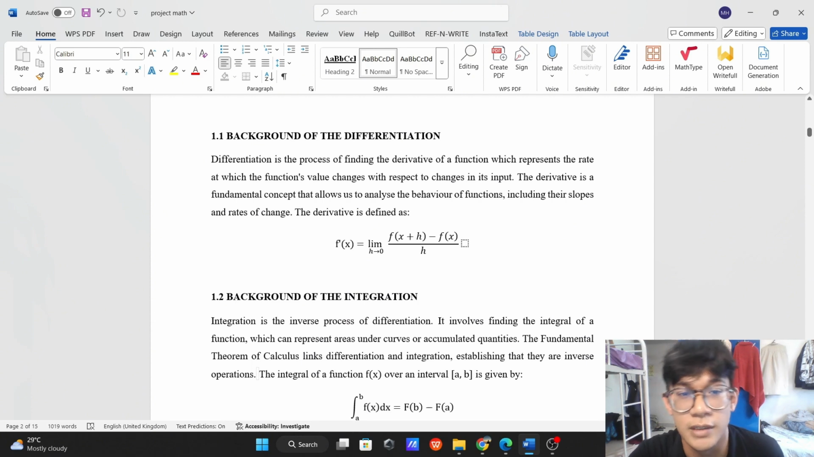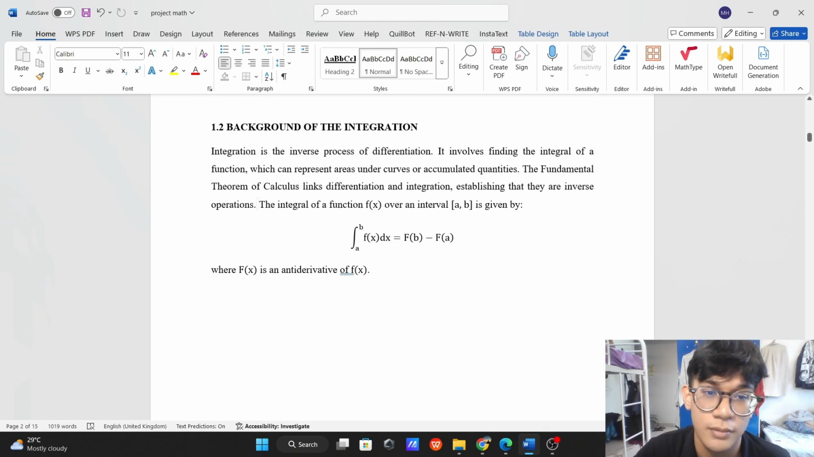1.1 Background of differentiation. Differentiation is the process of finding the derivative of a function, which represents the rate at which the function's value changes with respect to change in its input. The derivative is a fundamental concept that allows us to analyze the behavior of a function, including their slopes and rates of change. The derivative is defined as f'(x) equals the limit as h goes to 0 of f(x + h) minus f(x) over h.